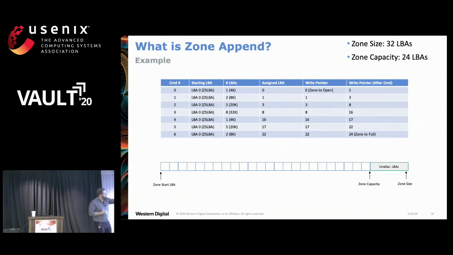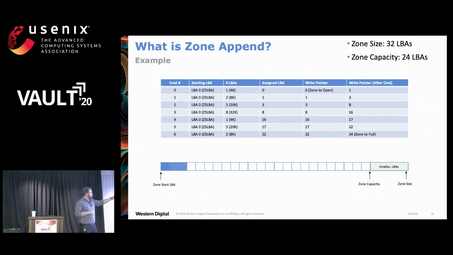On the right side, we have the write pointer before the command and the write pointer after the command. The first command, command 0, writes 1 LBA. The assigned LBA that goes back to the host is 0. I wrote it at 0, and since the host knew it wrote 1 LBA, it knows the write pointer is now at 1. In the second command, I wrote 2 LBAs, and the assigned LBA is 1.